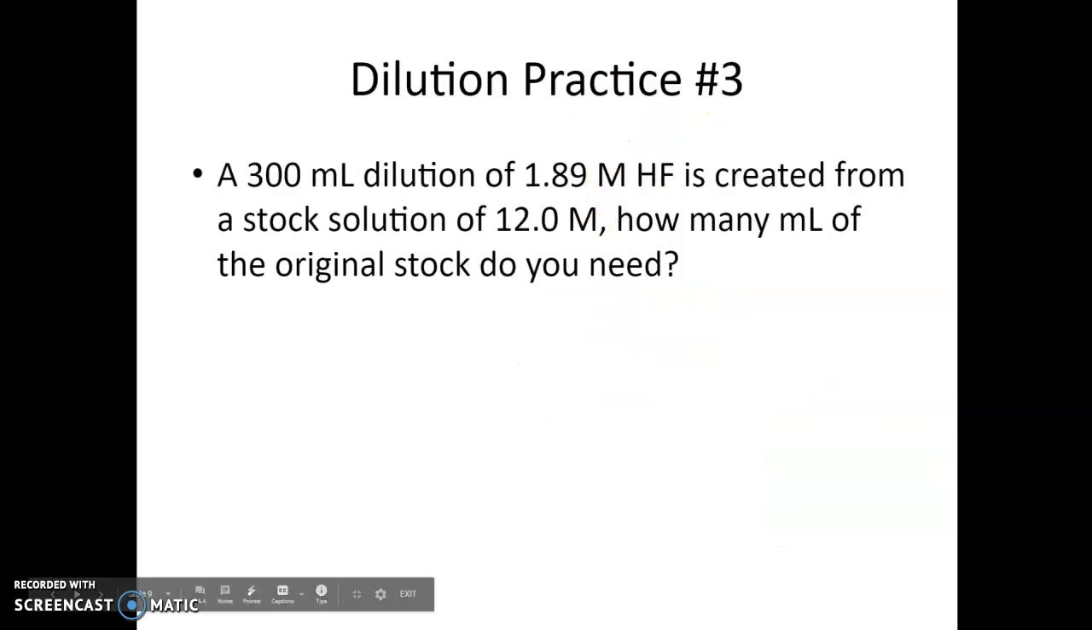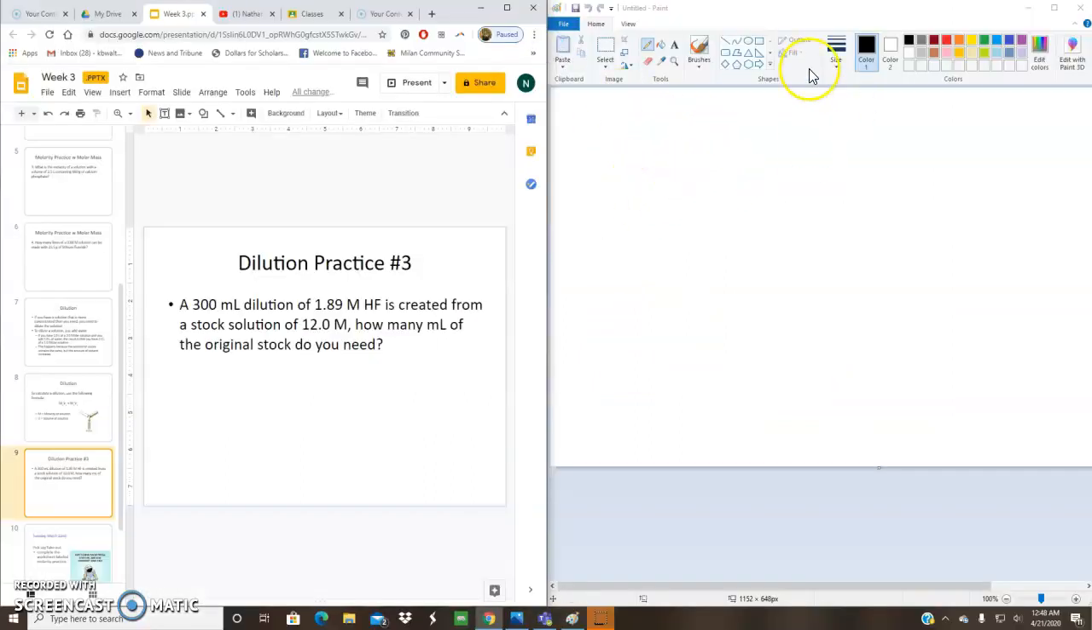So, we have our practice. We no longer need our periodic table, so this is going to be a little bit easier. We have our equation, M1V1 is equal to M2V2. So a 300 milliliter dilution of 1.89 molar HF. Stopping there, we're already told two different pieces of information. I know that we have a 300 milliliter solution, so I know that milliliter is volume.